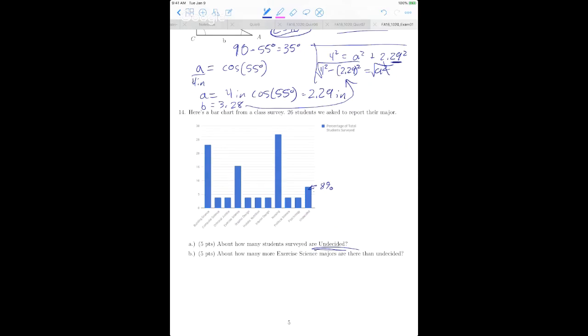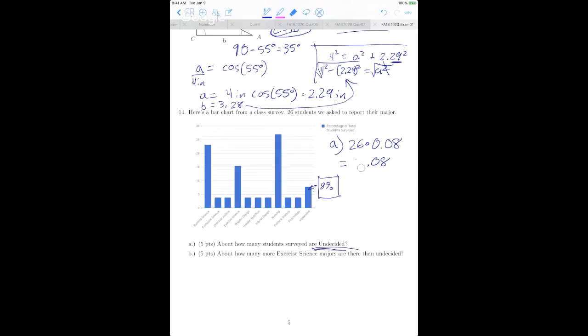Because what I really want to see is whether or not you can convert this into an absolute number of students. So if you wrote 7 or 8%, it didn't matter so much as if you knew to do this for part A. If you knew to do, I had 26 students total. If I multiply that by 0.08, I get about the number of undecided students in the class, right? So 26 times 0.08 or 8%. That's 2.08. Between 2 and 3 students, closer to 2, right?